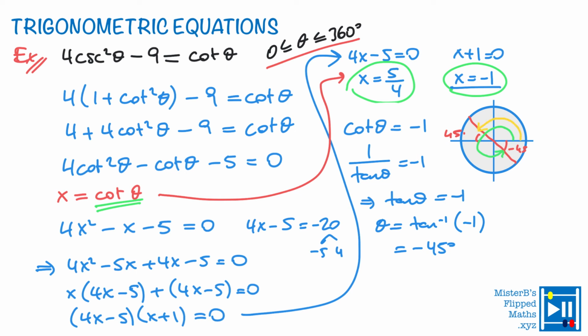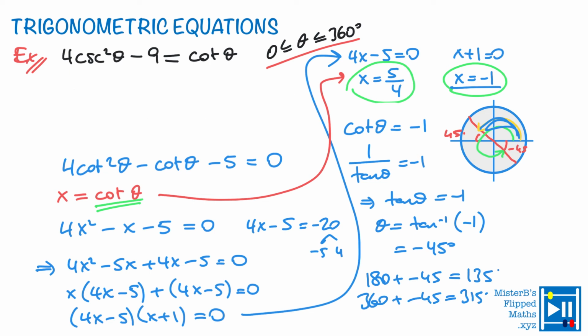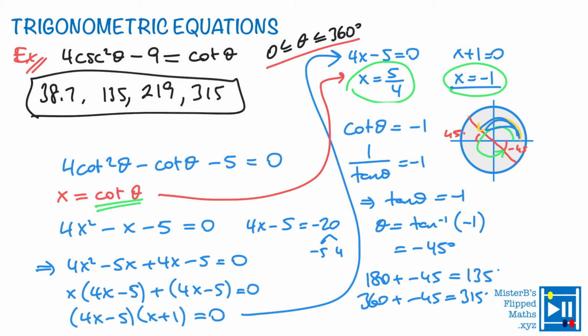So there are two solutions coming up from this part of the equation, and it's going to be 180 plus -45, which is 135. This is the first solution, this bit, and then 360 plus minus 45, which is 315. So there are two more solutions here. Altogether, the solutions are 38.7, and then 135, and then we have 219, and last but not least 315. So I have 4 solutions for this equation.